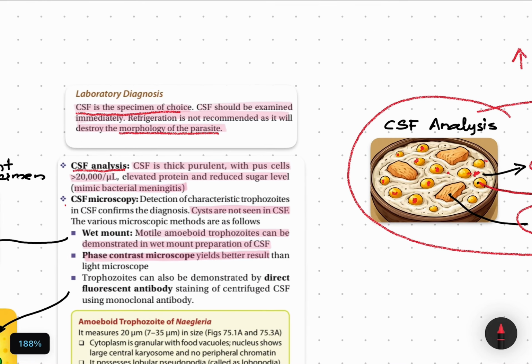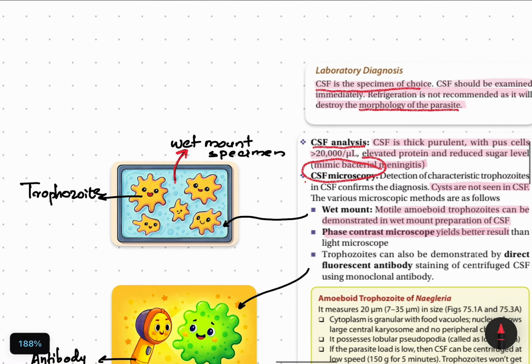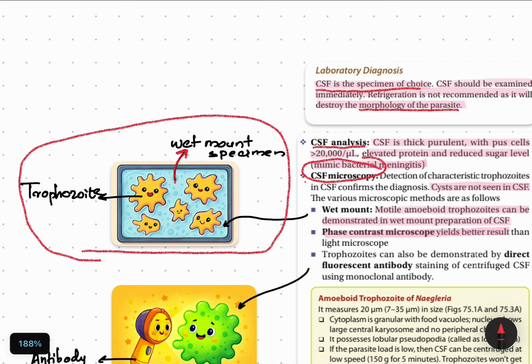When you are analyzing the CSF, think of it as a thick soup. Now I'm going to tell you the trick for your microscopy. For microscopy, I want you to think there is a bathtub filled with water in which so many amoebas are swimming. This bathtub with water represents your wet mount specimen, and the amoeba is the amoeboid form of the trophozoite. When you take out the wet mount specimen, you will see the amoeboid trophozoite in it, and there is no cyst.